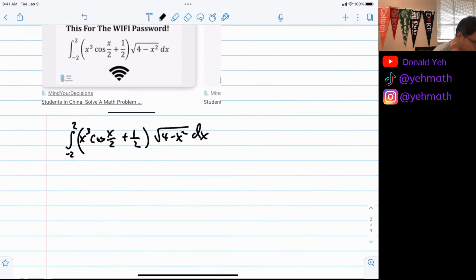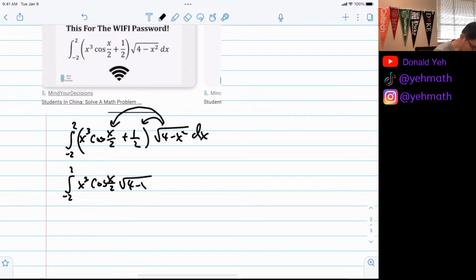Obviously, this is impossible to solve arithmetically. So I'm going to distribute this, one step at a time. The integral from -2 to 2 of x cubed cosine of x over 2 square root of 4 minus x squared, plus 1/2 square root of 4 minus x squared dx.